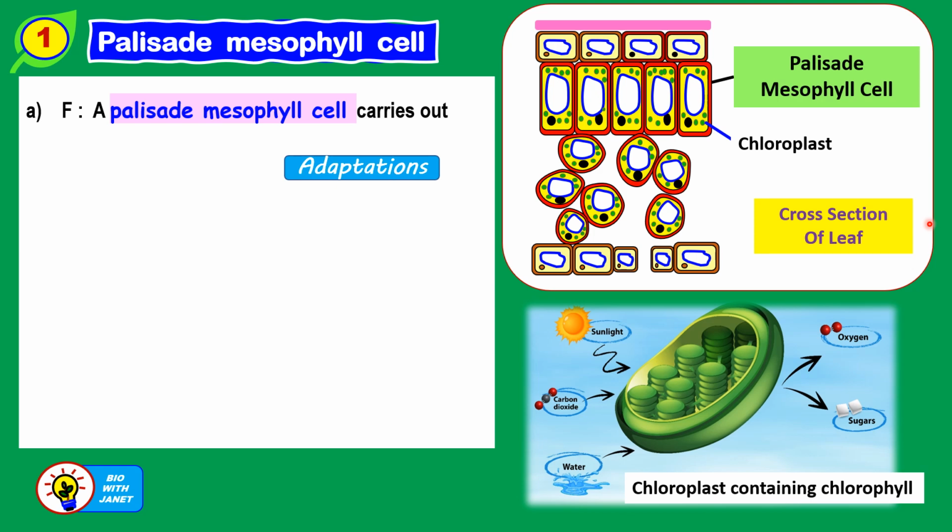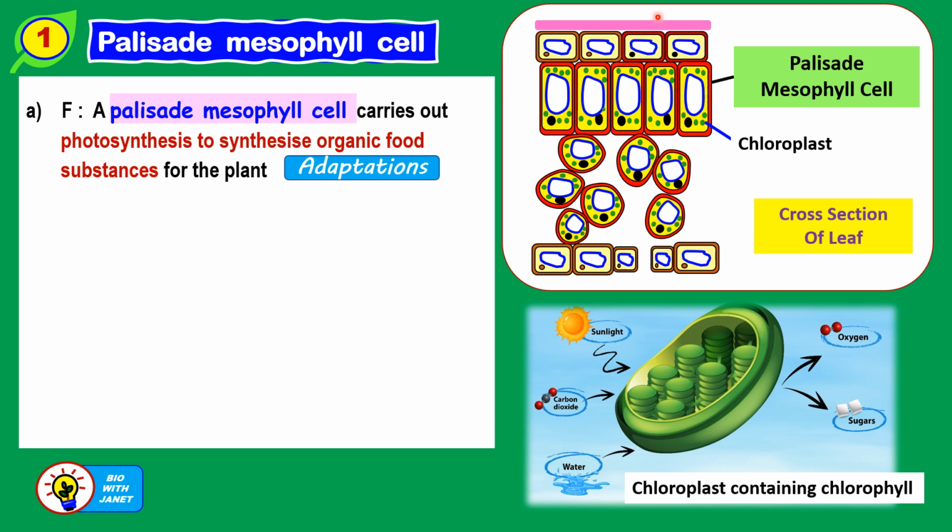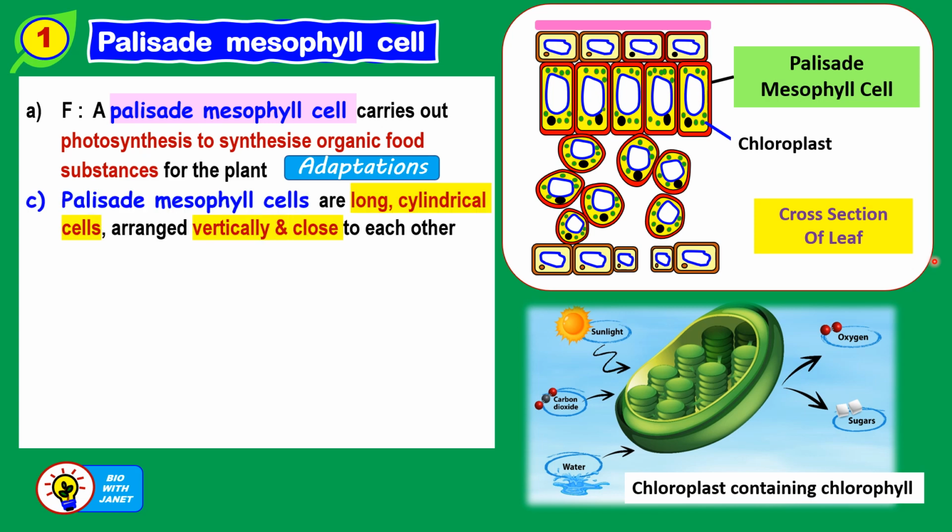So, firstly, the function. A Palisade mesophyll cell carries out photosynthesis to synthesize organic food substances for the plant. Okay, so here in the leaf, the cross section of the leaf, the Palisade mesophyll cells are located just below the epidermis, below the upper epidermis. Okay, so they are able to absorb sunlight that comes in from the top and carry out photosynthesis to produce the organic food substances needed by the plant for growth. So what are its adaptations?